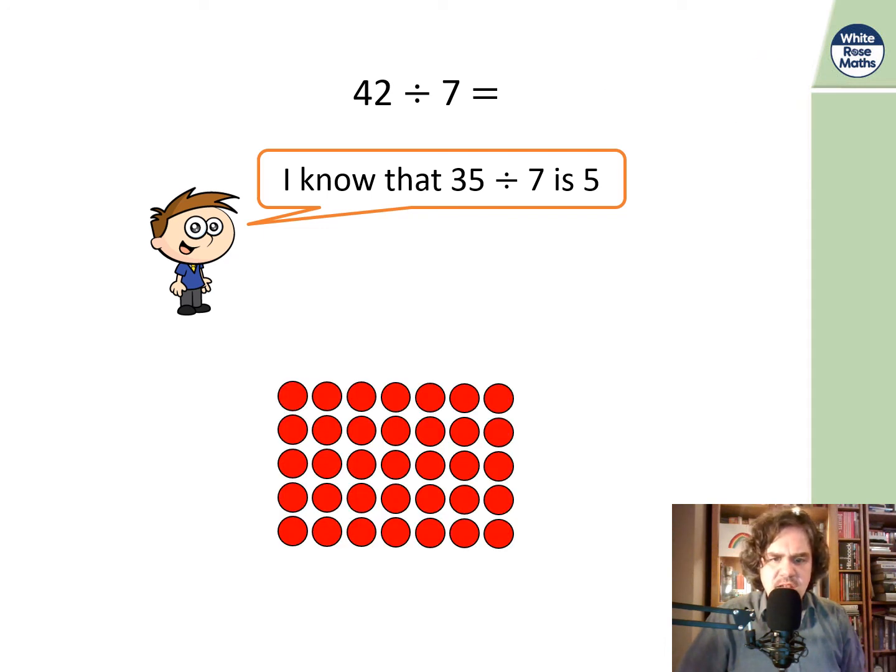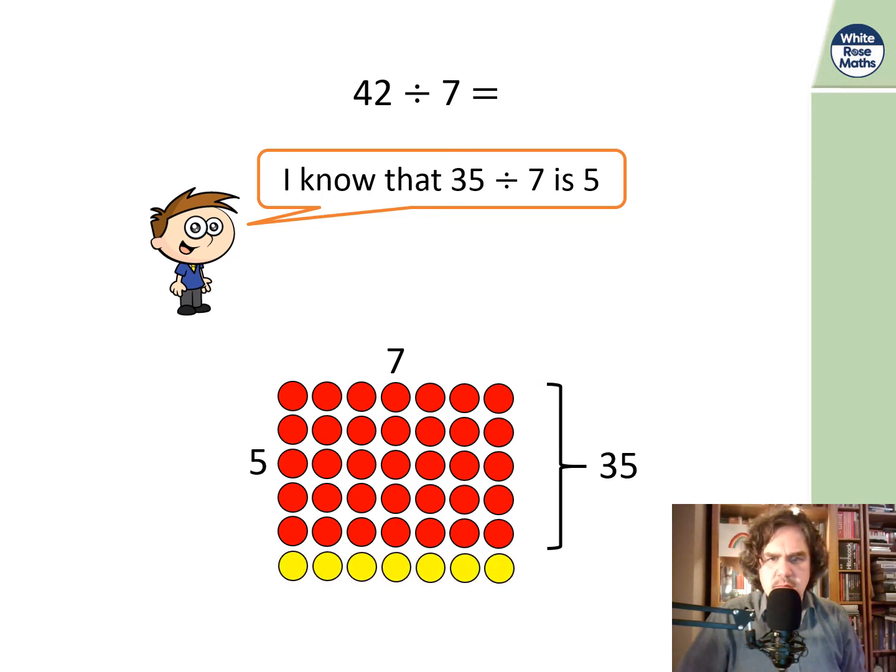Well, here's an array. I've made 5 lots of 7. What happens if I add another lot of 7? How many have I got now? 35 add 7 is 42. So I've gone from 5 lots of 7 to 6 lots of 7. And that must mean that 42 divided by 7 is 6.